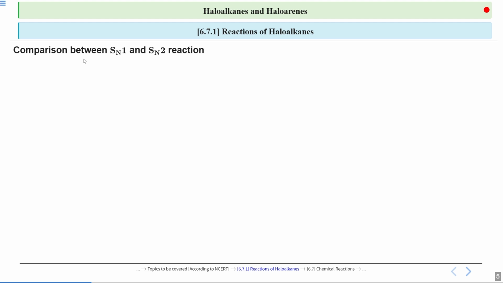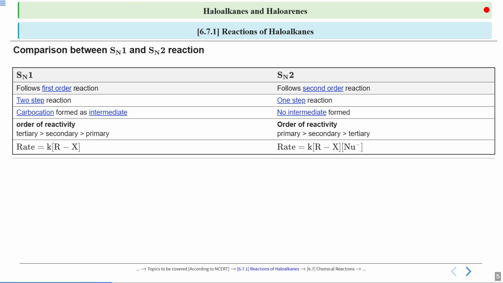So until now we have covered the SN1 and SN2 reaction along with their mechanism, right? Today we are going to first of all see the comparison between the SN1 and SN2 reaction, that is substitution nucleophilic unimolecular and substitution nucleophilic bimolecular reaction. So you can see this table depicting the differentiation between, or the comparison between, the SN1 reaction and the SN2 reaction.